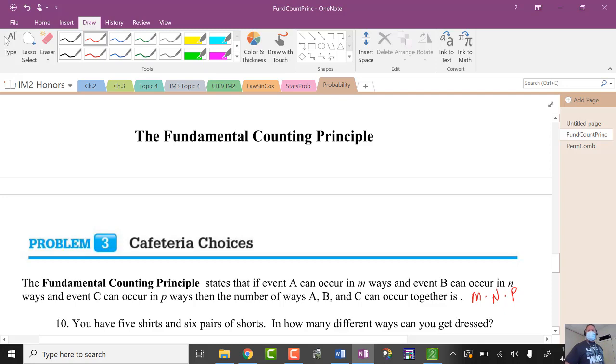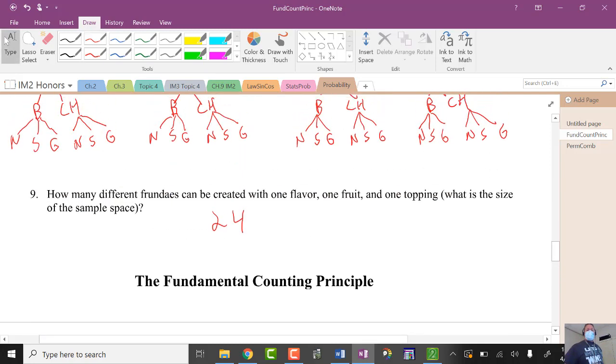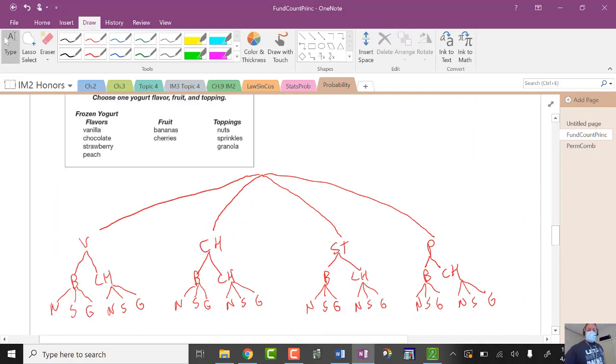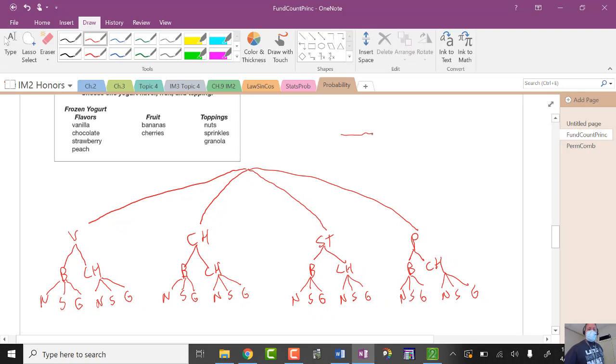So I'm going to go back up to this. We're going to go backwards and look at all of our charts and show how we can actually figure this out faster. So what is the tree branch going to end up being? How many branches? We have flavors, and there are 4 different flavors. We have fruits that we can choose. There are 2 different fruits. And then toppings, there are 3. 4 times 2 times 3 equals 24. So this is the fundamental counting principle. This is what happens when you do a tree diagram, how many branches you end up with.